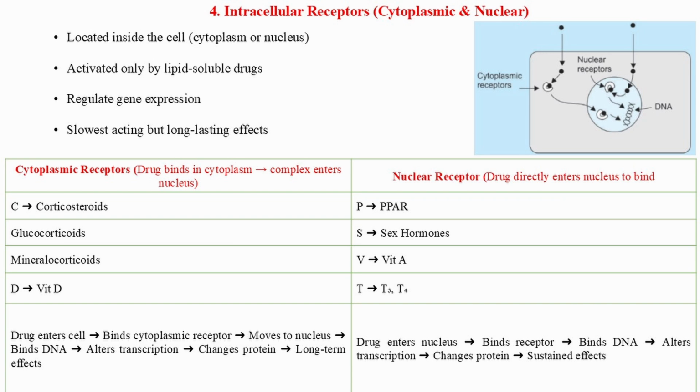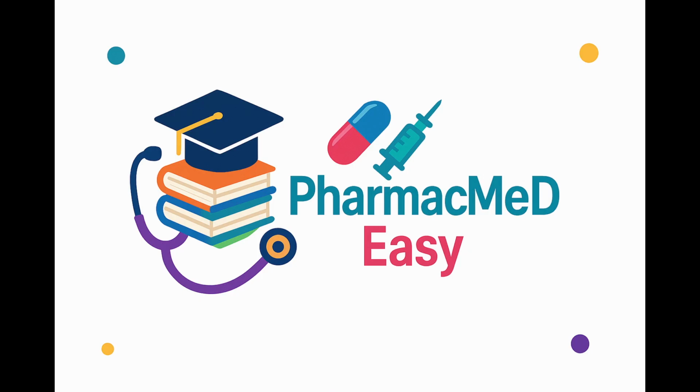under this category is the nuclear receptor. The drug goes straight into the nucleus, binds directly to the receptors, then grabs onto the DNA and modifies the transcription with sustained, powerful effects. Examples are PPAR receptors, which are key for metabolism in the body, and the sex hormones like estrogen and testosterone. Other examples are vitamin A and vitamin D and the thyroid hormones T3 and T4. In short, the drug binds to the receptors, hits the DNA, and alters the transcription, leading to the formation of new proteins.